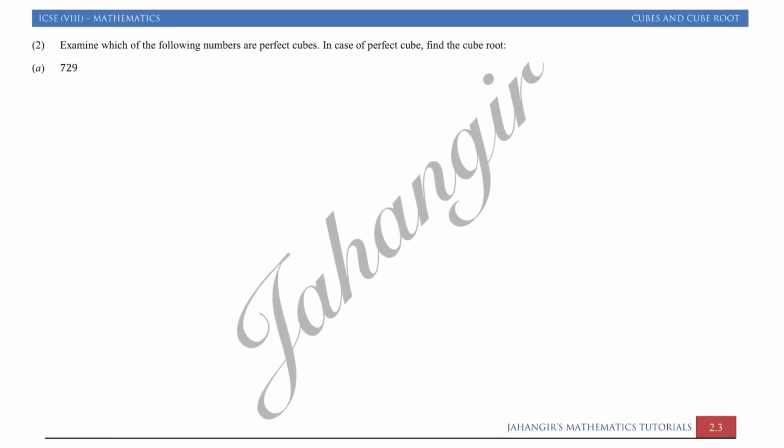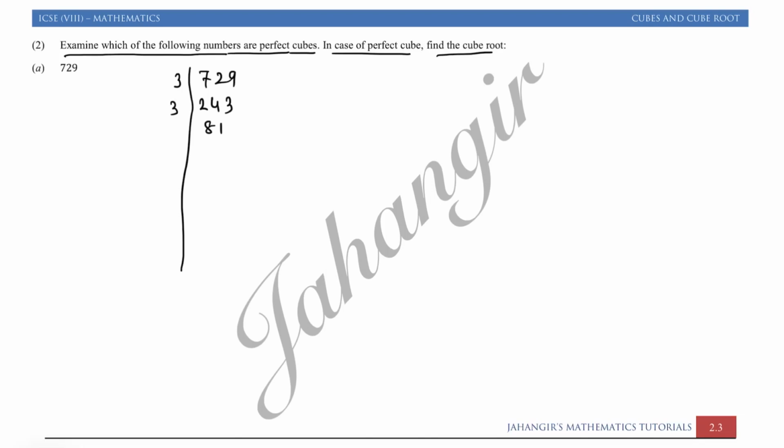Now we will find cube roots. Examine whether each of the following numbers are perfect cube. In case of perfect cube, find the cube root. So first you have to see whether it's perfect cube or not. So first 729. We know it's a cube of 9. So let us find prime factors. 3 2s are 6, 3 9s are 27, 3 27s are 81, 3 3s are 9, 3 3s are 9, 3 3s are 9.